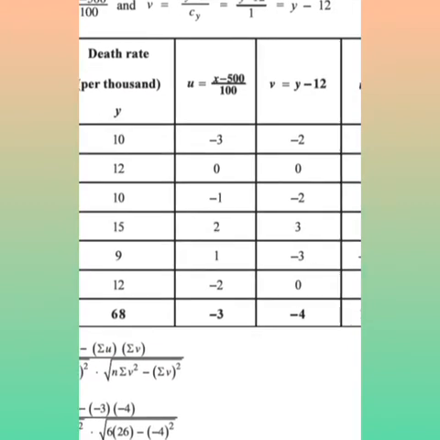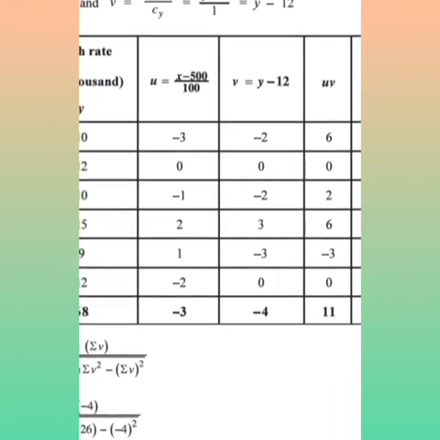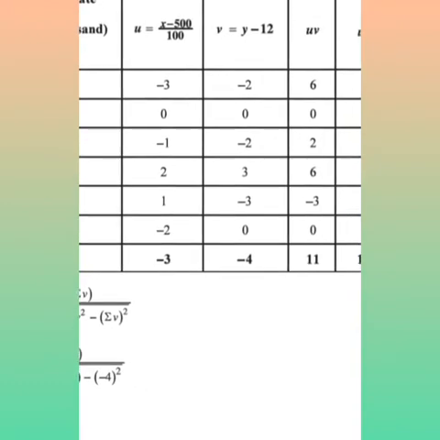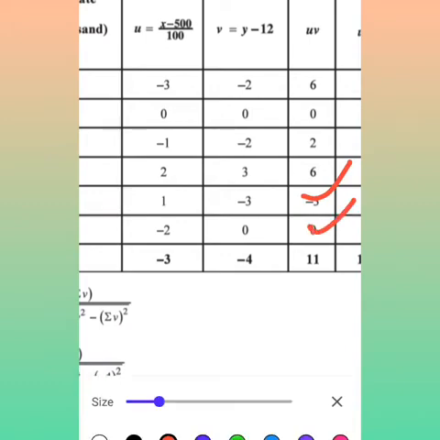Now we know we need uv. So to find uv, we will multiply the column of u and the column of v. So minus into minus is plus, 3 twos are 6, 0 into 0 will give you 0, minus into minus is plus again, 1 two is 2, 2 threes are 6, 1 into minus 3 will give you minus 3, then minus 2 into 0 will give you 0, and as you total the whole of uv, you will get 11.